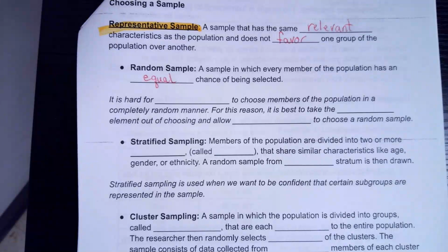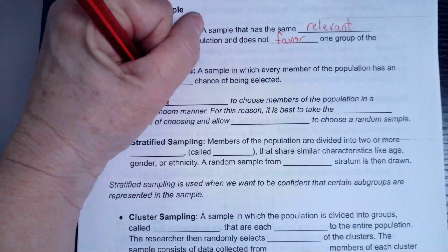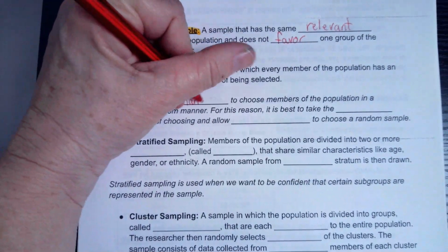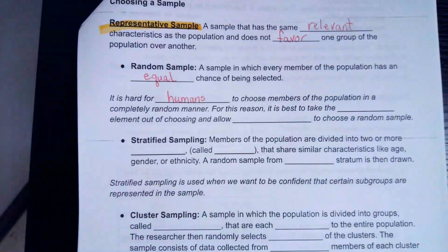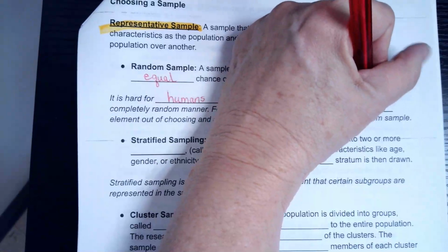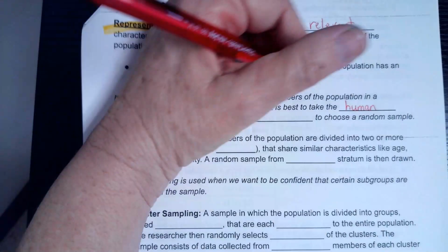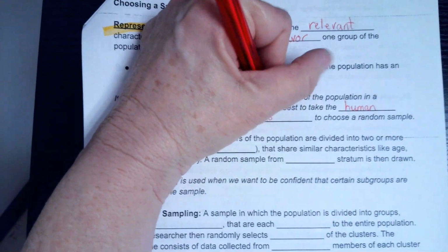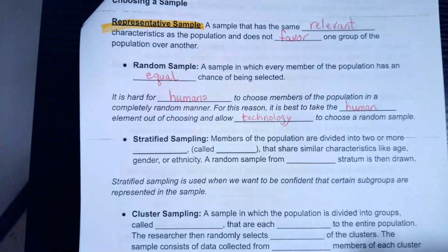Because when you're trying to create random, humans don't create random well. They just don't. So this says it is hard for humans to choose members of the population in a completely random manner. Humans, they just don't randomize well. So for that reason, it's best to take the human element out of choosing and allow computers to choose the random sample. Take the human element out of choosing and allow technology to choose a random sample.